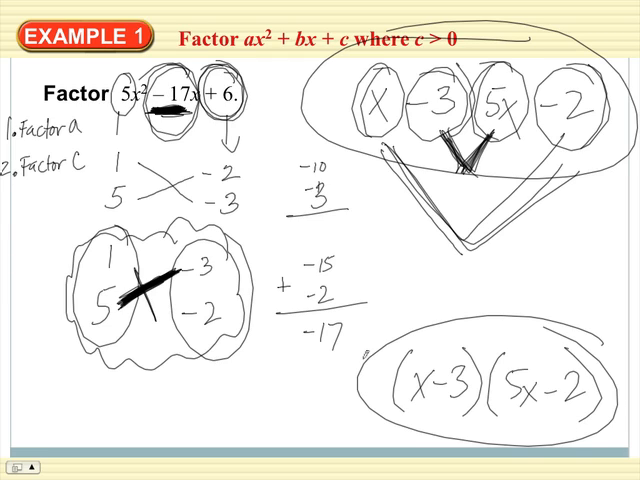Example 2, you try. Same method. Find factors of A, find factors of C, and then I guess the third step up here would be what?